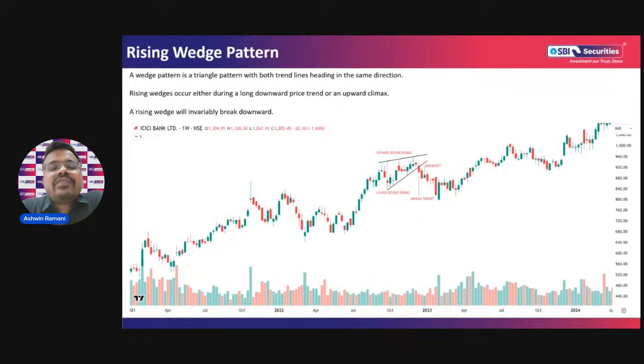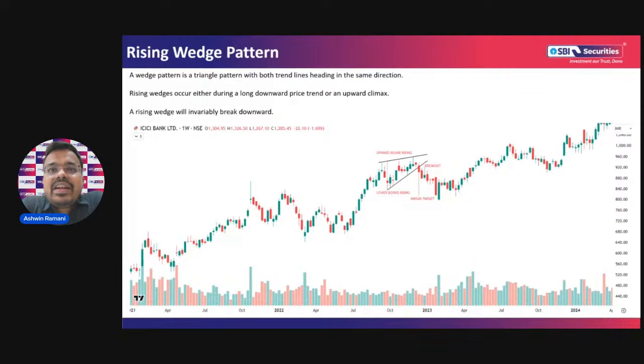So I'll give you one fundamental difference. One fundamental is that an ascending triangle is a continuation pattern, whereas एक uptrend के बाद एक ascending triangle बनता है, then the trend continues in the direction of the earlier trend, whereas a rising wedge is a trend reversal pattern.